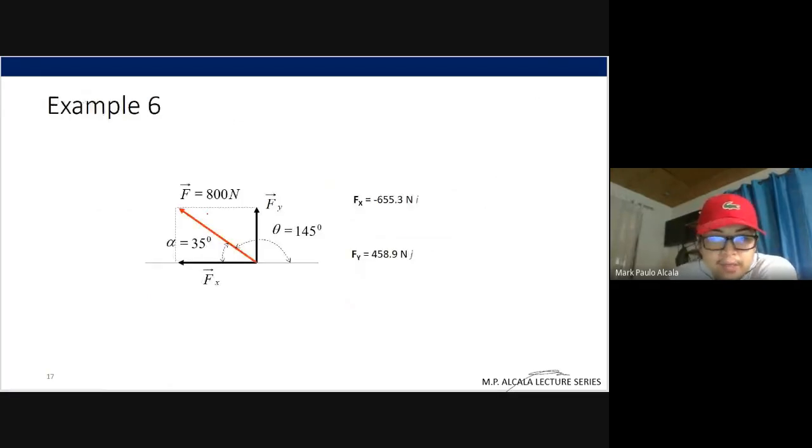So in this case, we have 800 Newtons, a resolved force or magnitude resultant. In order for us to get the X component, that is simply 800 Newtons multiplied by cosine 35. That will be it. And then for Y, 800 Newtons multiplied by sine 35 degrees. So this is a trick question, because of this one, the 145 degrees.